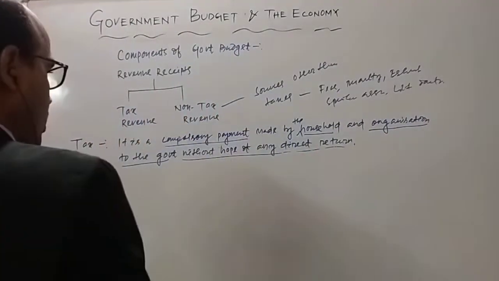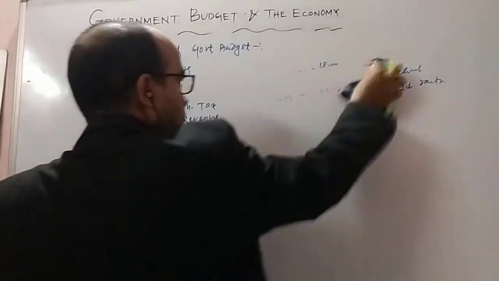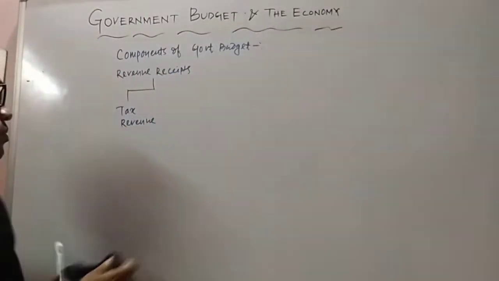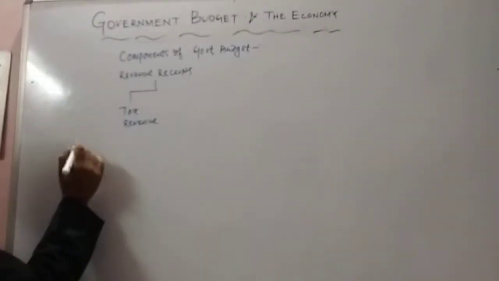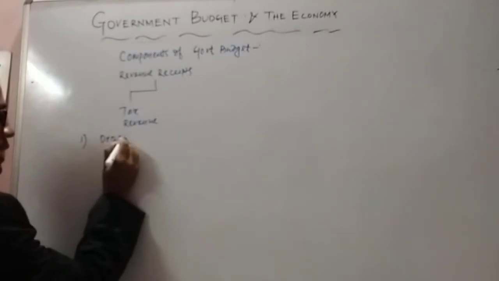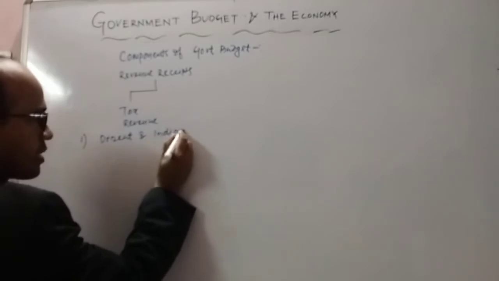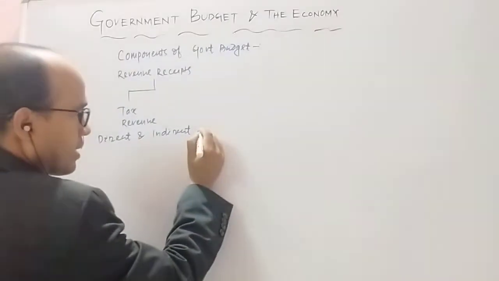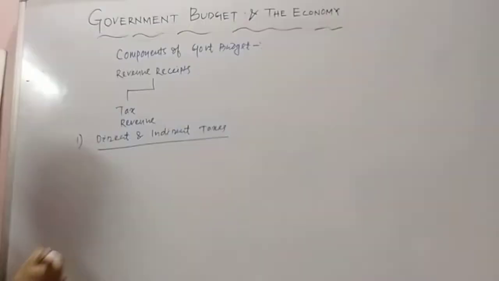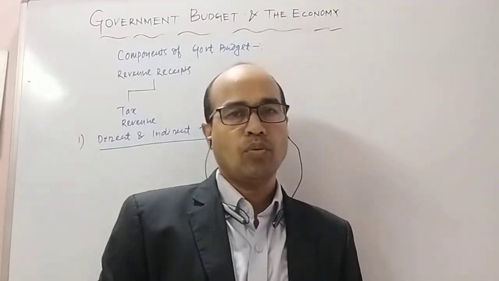What is the first one? What are the types of taxes? First is known as direct and indirect taxes. Okay. So, students, if someone asks you the meaning of direct taxes and the meaning of indirect taxes, one by one we will discuss.